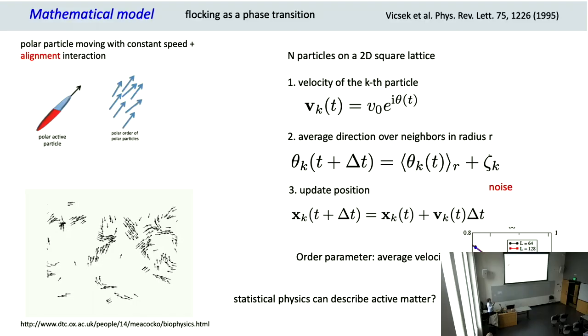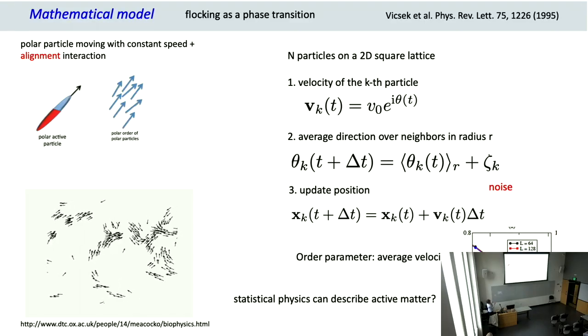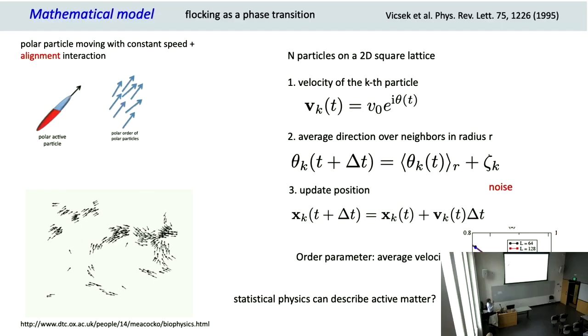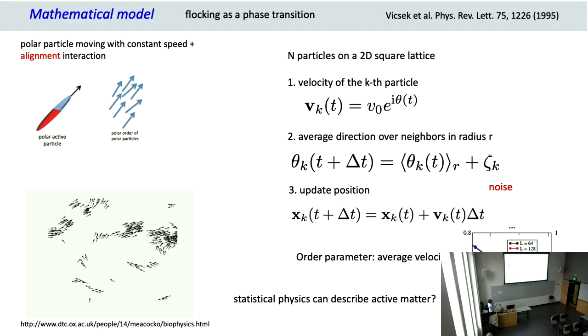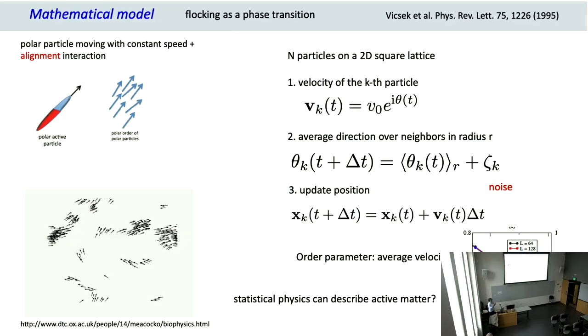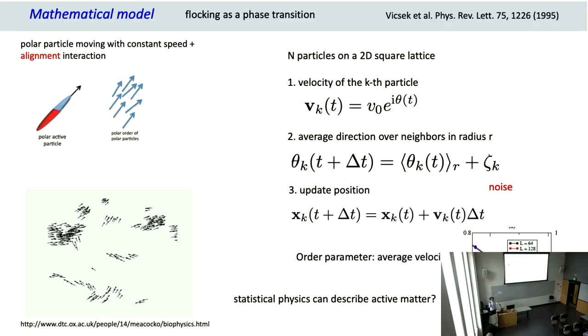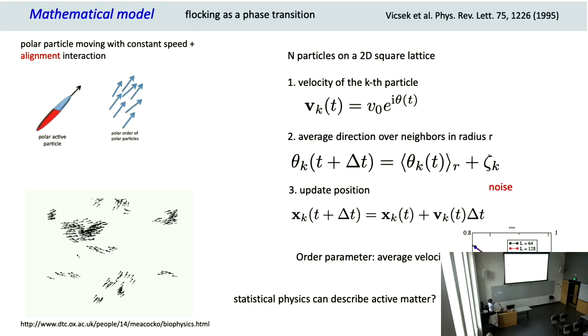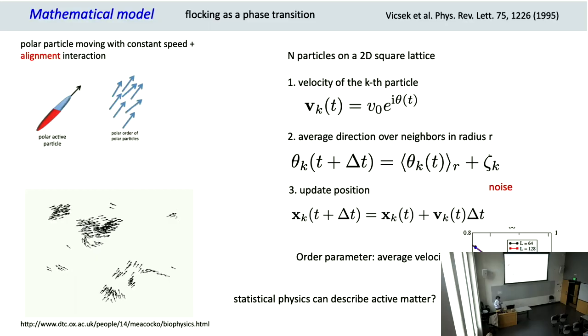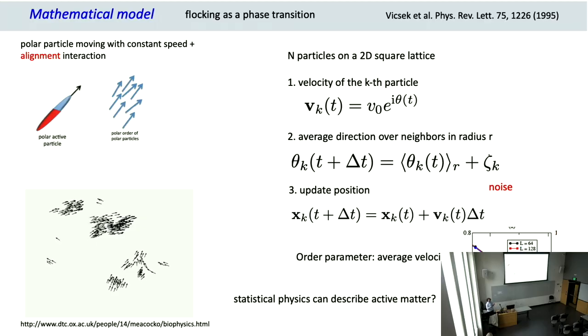So you have a bunch of particles that have a preferred direction of motion, what they call polar, and they move with a certain speed and a certain direction. Each time step, they update their position based on the average orientation of the neighboring particles. You can think of them as spins. They see only neighbors within a certain radius, and then there is a noise, and then you update the position.